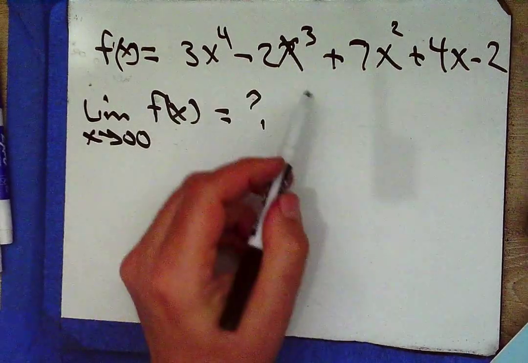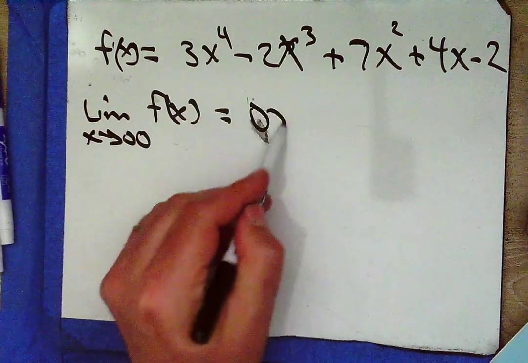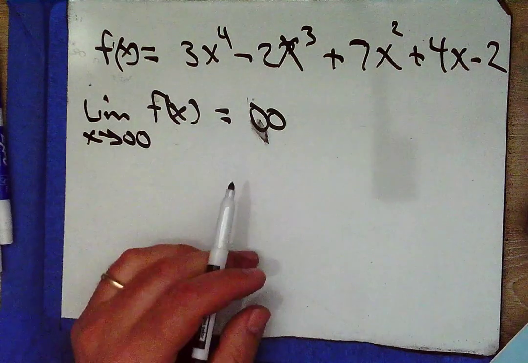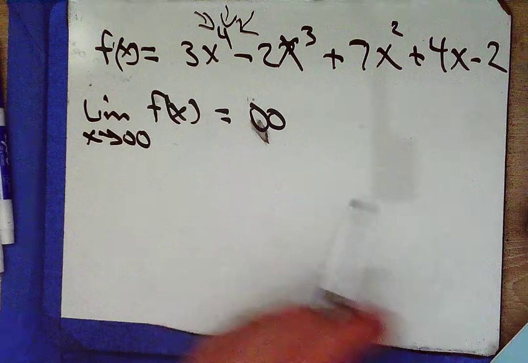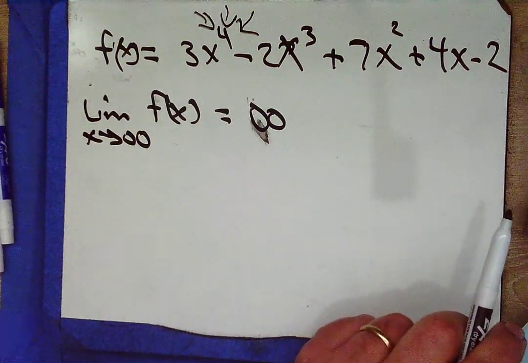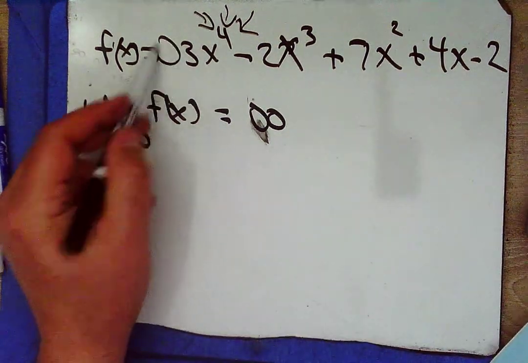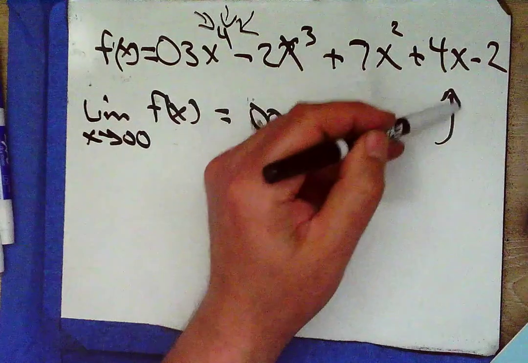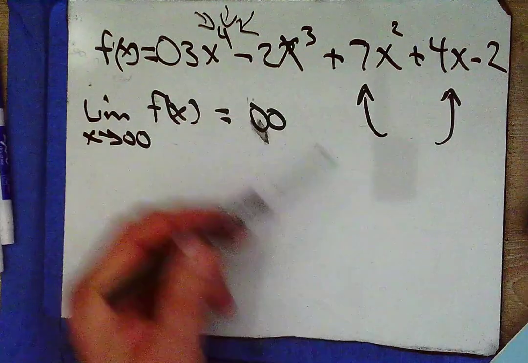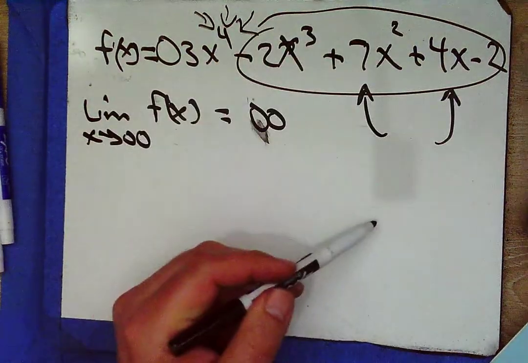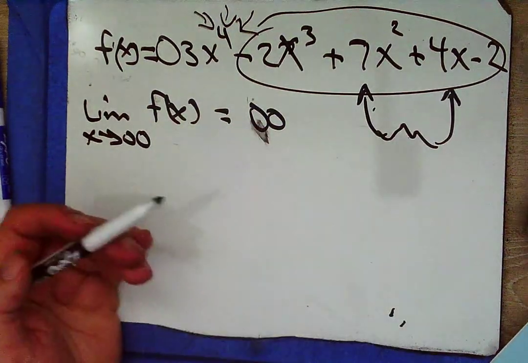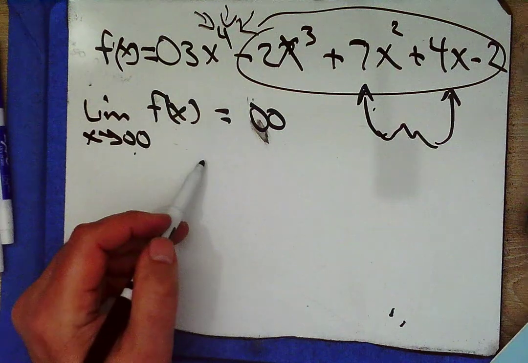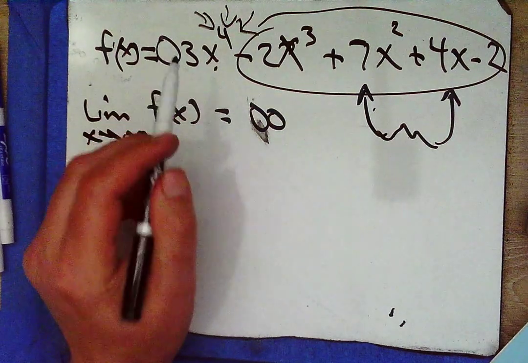I'm going to say that is infinity. And how do I know that? Well, because I know the end behavior for a fourth degree polynomial with a positive leading coefficient. Both ends go up. All of this other stuff is just squiggly in the middle. But if we're talking about a limit involving infinity, 3x to the fourth wins.